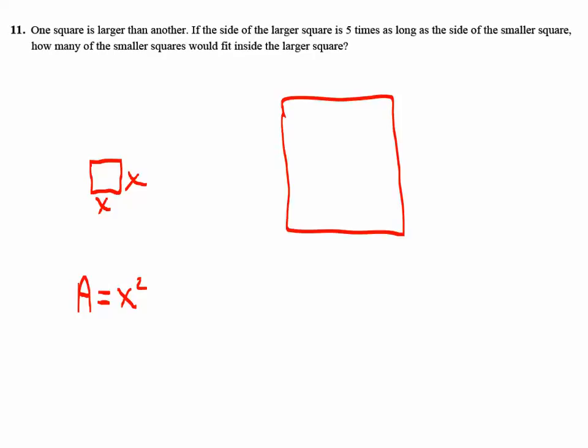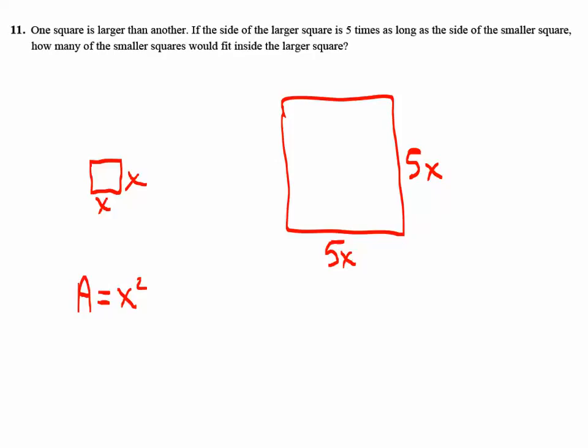Alright, then we have a larger square, and it says that if the side of the larger square is 5 times as long, well, we don't know what the smaller square is. We know that's x, so that means this side would have to be 5x. So the length itself is 5 times bigger. Cool. I can always put 5x over here because we know it's a square.